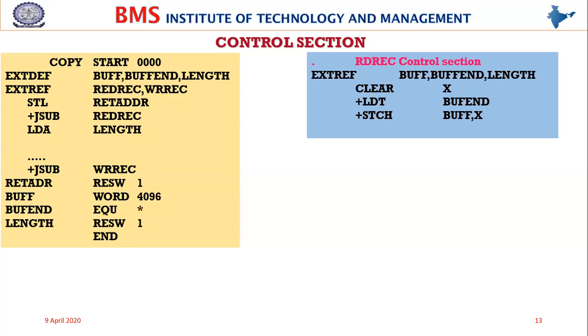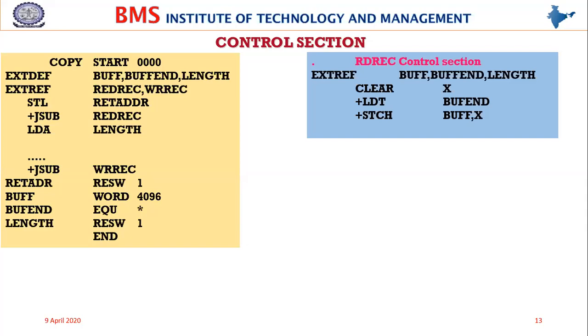RDREC is a control section which has no external definitions, but it has external references. What are the external references it has? It has BUFFER, BUFEND, and LENGTH, which are declared in the default control section. And what is it doing? It is doing CLEAR and LDT with BUFEND. Again, LDT is a format 4 instruction because it has an external reference. STCH is also a format 4 instruction which is using BUFFER, like this way.